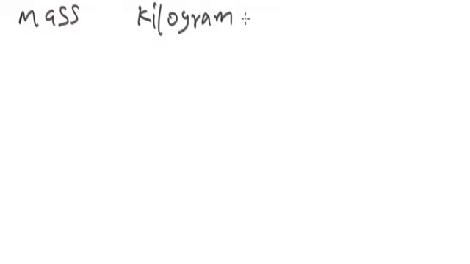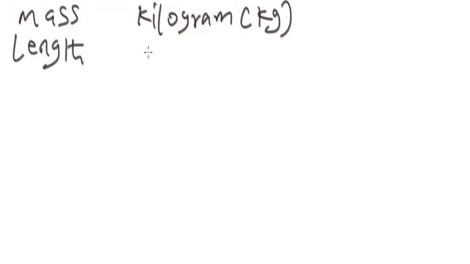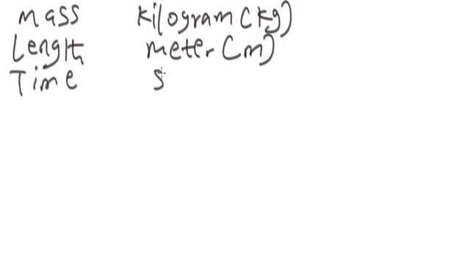So let's begin with mass. Mass is a fundamental quantity and the unit of mass is kilogram. That is measured in kilogram. Short form is kg. We also have our length. The unit of length is meter. Short form is m. We also have our time. The unit of time is seconds.